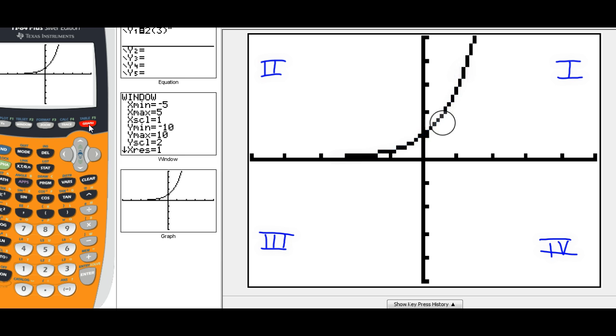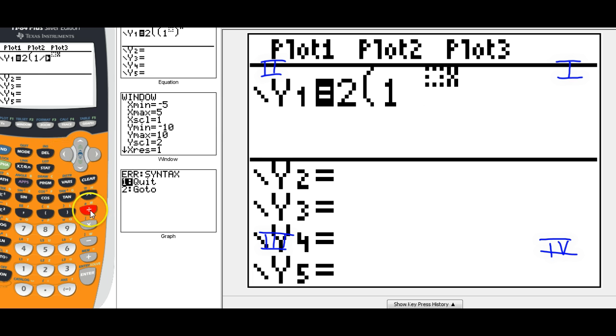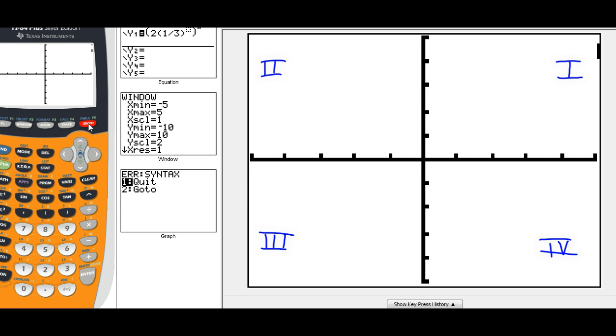Great. Let's see what happens with the graph of y equals, let's do a is greater than 0 and b is between 0 and 1. So keep the a value of 2 and let's make our b value, instead of 3, 1 divided by 3, to the exponent x. Now let's graph that one. So now our b value is between 0 and 1. So here's what that graph looks like.